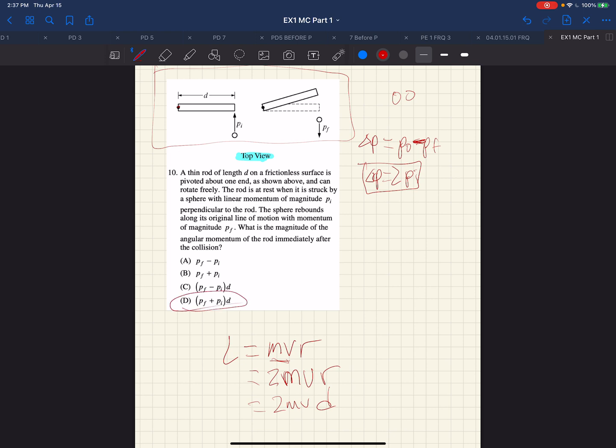which is choice D. Now, you might be saying that the delta P is P0 minus PF. All right, so we've got PI minus PF. But if we're dealing with the magnitudes only, this would be 0. We should always be treating this like a vector. And so this is MV and this is MV, but this V is negative.